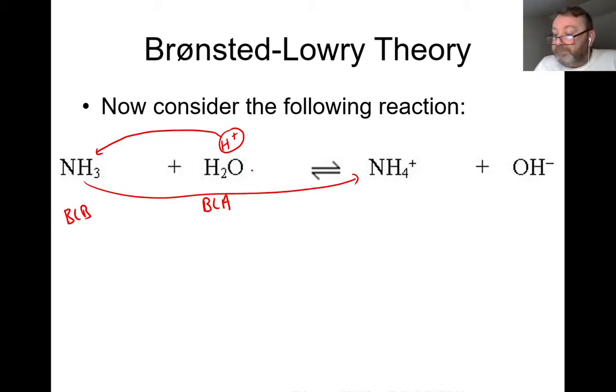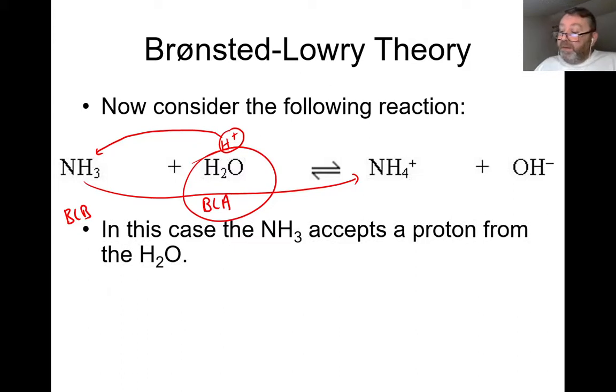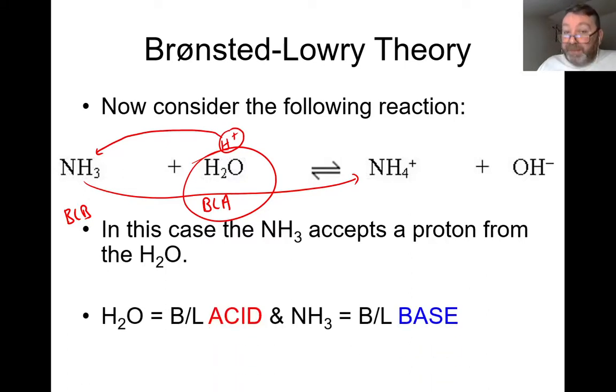Watch. H2O is now an acid. Under Arrhenius' theory, water would never have been considered an acid. Under Bronsted-Lowry theory, because water can donate a proton to the ammonia molecule, water becomes an acid, and ammonia becomes a base. So in this case, as I've said already, the NH3 is accepting a proton from H2O. Therefore, the H2O is the acid and the NH3 is the Bronsted-Lowry base.